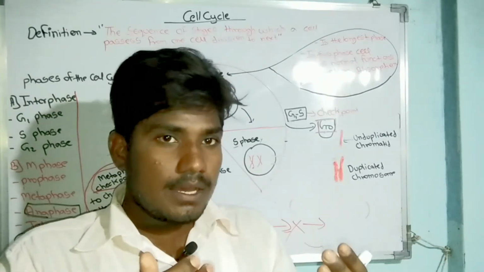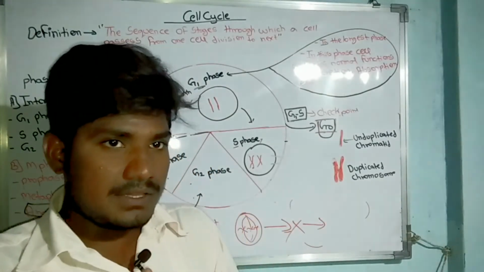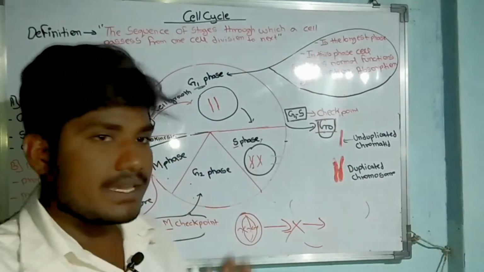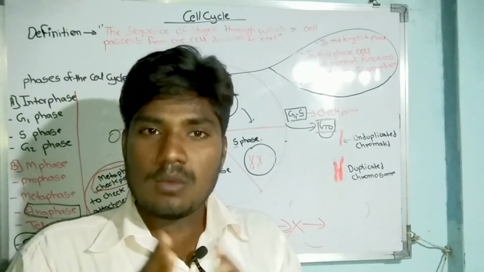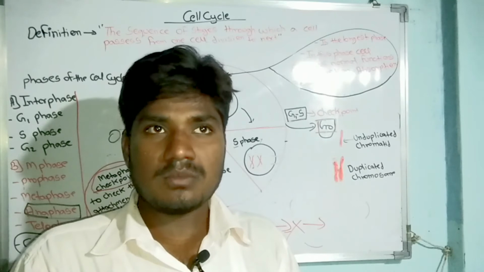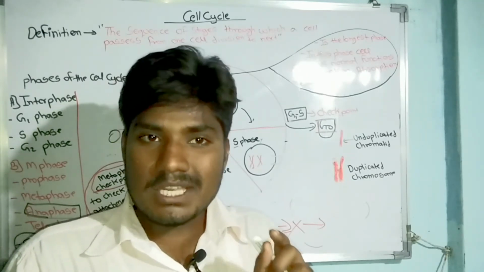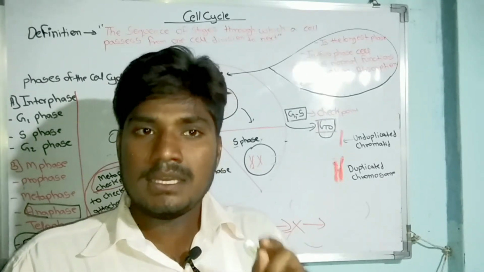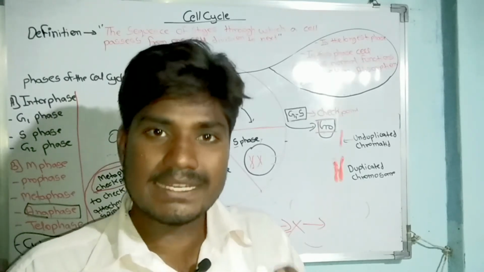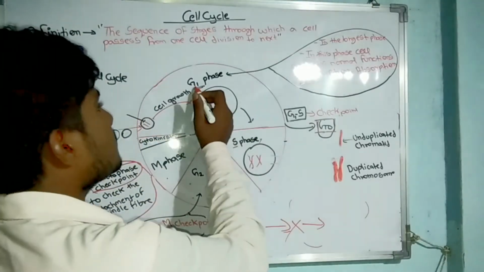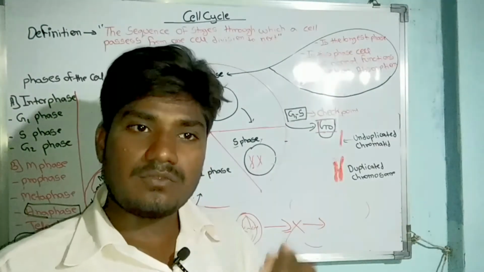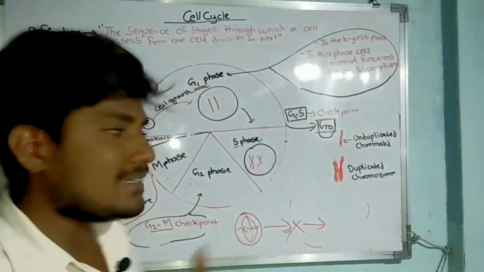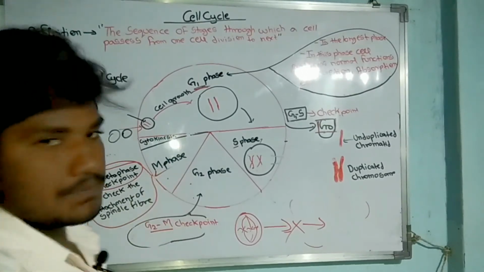Okay, so I hope now you are clear with the different phases of the cell cycle and its checkpoints. In competitive exams, they normally ask questions like which is the longest phase in the cell cycle. So the correct answer is G1 phase. Which is the shortest phase in the cell cycle? So the correct answer is M phase.